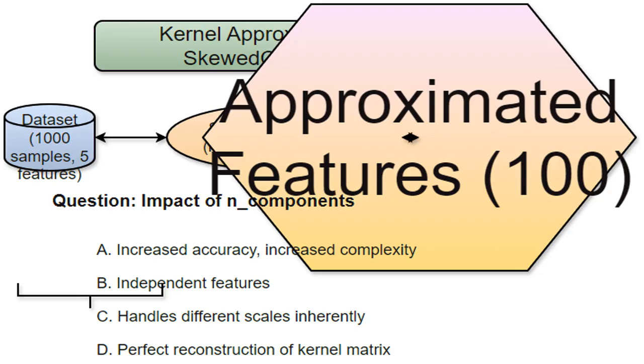The result of using SkewedChi2Sampler is 100 new, approximated features. These are my simplified representations of the original data, ready for use in whatever model I will use next.